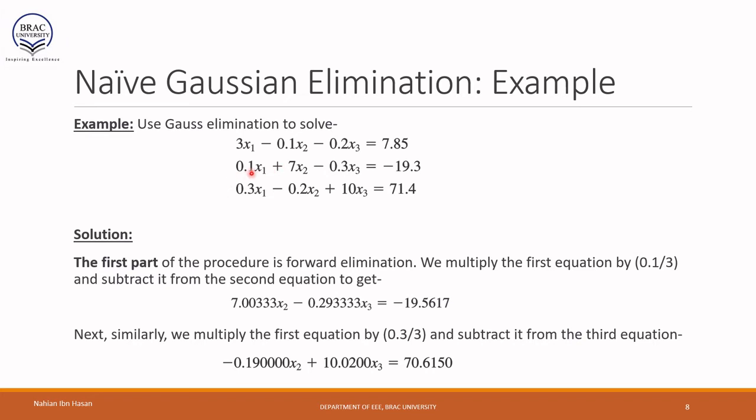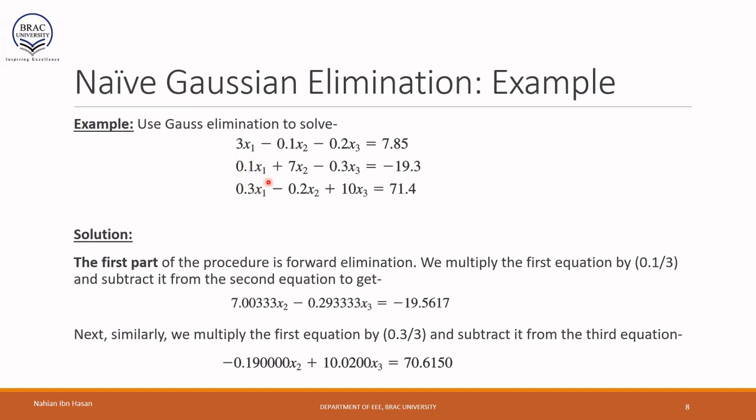We need to first eliminate the first column below the first equation. That means the 0.1 x1 and 0.3 x1 terms will have to vanish. Then also the minus 0.2 x2 term will have to vanish. If these three terms become 0, then the resultant matrix will be an upper triangular matrix. That's our target, the first step of the naive Gaussian elimination approach. First, let's vanish these two elements from the first column. How are we going to eliminate them?